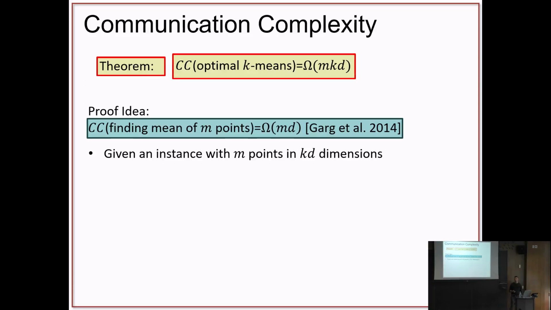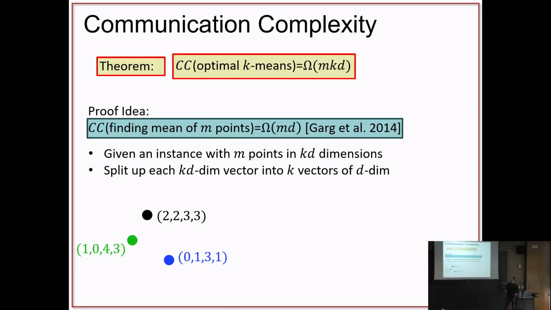Okay, so we find a reduction from finding the mean of m points to k-means clustering. The way we do that is our instance of finding the mean has k times d dimensions. So here's the idea. Say we have these points. These are k times d dimensional points, and we want to find the mean. In order to reduce to a clustering problem, for every point, we split up its dimensions into k different groups. Like the black point, we just put half its dimensions here, half its dimensions over there, and so on. And so now this is the clustering problem that I am defining.